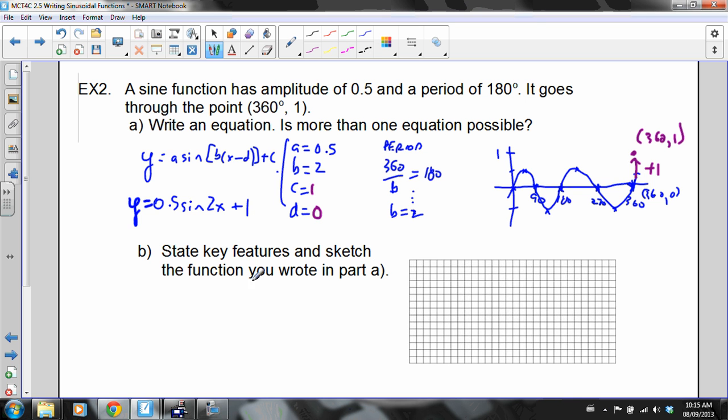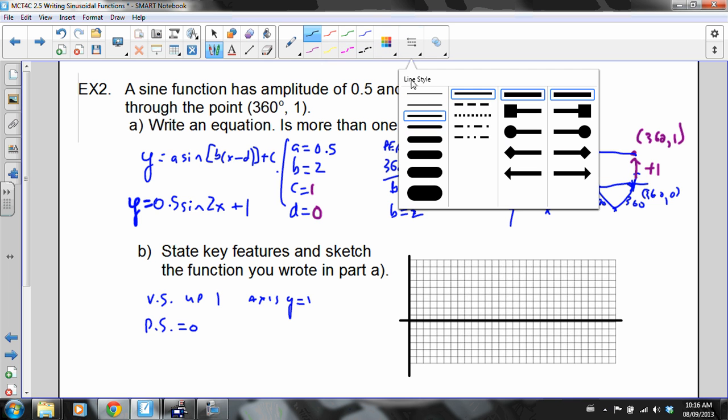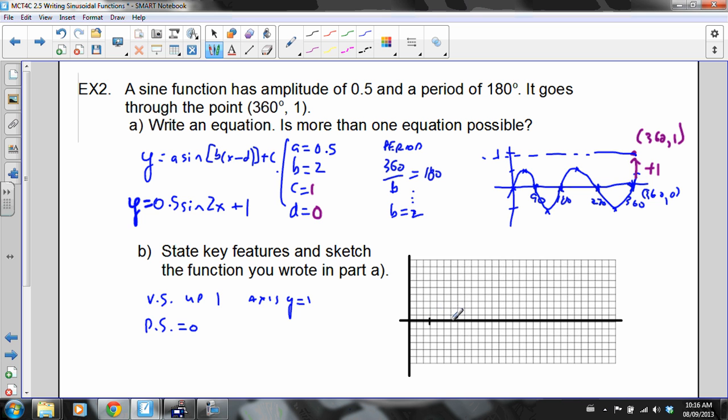State key features and sketch the function that you wrote in part A. Well, these are the ones that we weren't given, but we've got a vertical shift up 1, or an axis is y equals 1. And my phase shift then was 0. I'm just going to move everything up 1 here. And so now I want to sketch it. This graph's a little bit small, isn't it? Oh well. Some wasted graph paper. That's okay. That's 90, 180, 270, and 360.